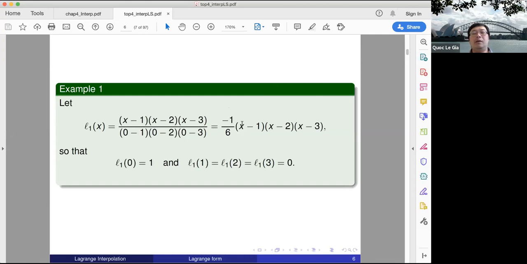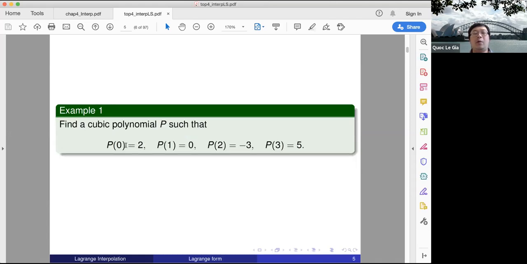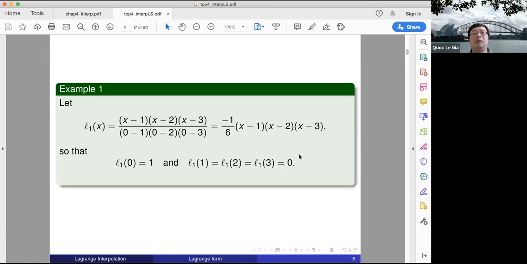Remember we have the data points from the previous slide: 0, 1, 2, and 3. So the very first Lagrangian function, L1, is when you take x minus everything except the first point.